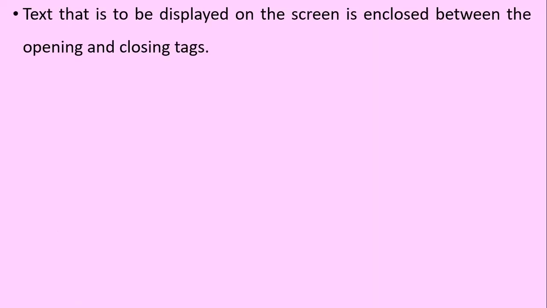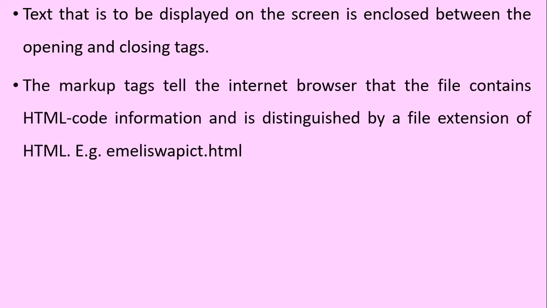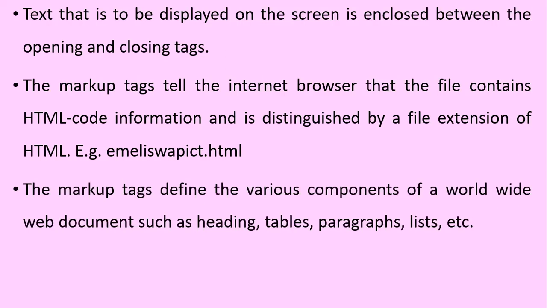Text that is to be displayed on the screen is enclosed between the opening and the closing tags. The markup tags tell the internet browser that the file contains HTML code information and is distinguished by a file extension of HTML. For example, mlswap.ict.html. The markup tags, on the other hand, define the various components of a worldwide web document, such as headings, tables, paragraphs, lists, amongst others.